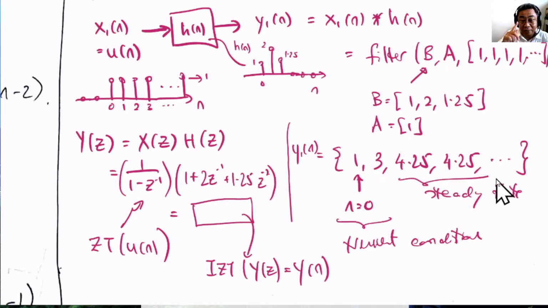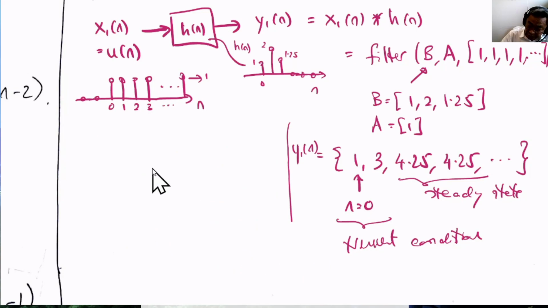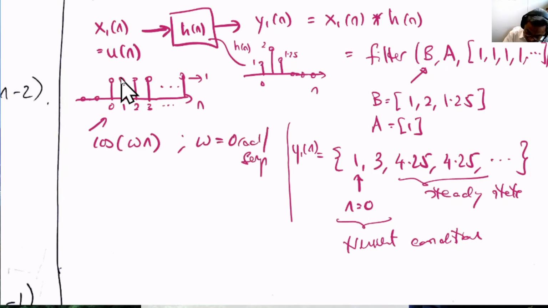But in this question, we are only asked to find the steady state, so there's an easier way to do this. I'll erase this board here now, and I'll show you the steady state response. The idea is to observe that u[n] can be considered as cosine(omega n), where omega equals 0 radian per sample. Isn't this also just an infinite cosine from 0, 1, 2, and minus 1, minus 2?